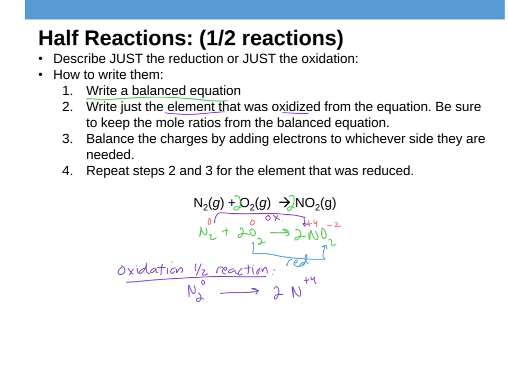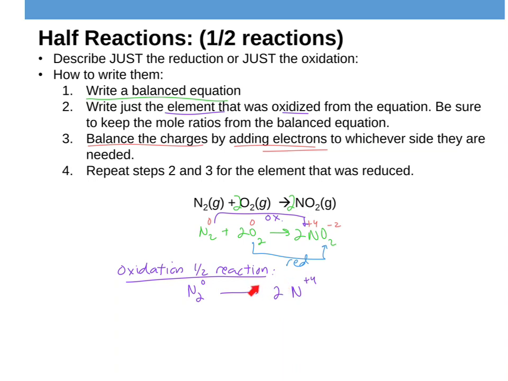Now what we're saying in this next step, in step 3, is that you have to balance the charges by adding electrons to whichever side they are needed. So if I'm going to add electrons here, I need this to balance out in terms of charge. On the left-hand side, I have no charge, I'm neutral. On the right-hand side, I have a plus 4 nitrogen, but actually I have two of them, so I have plus 8. I have a plus 8 on the right, I have 0 on the left, so I'm not balanced. How am I going to get these to be the same?